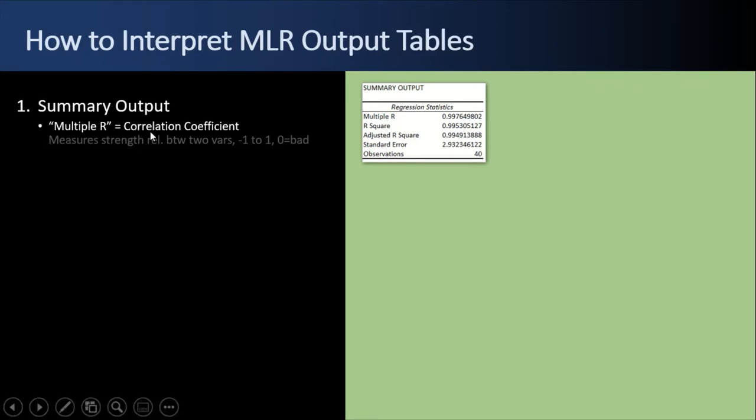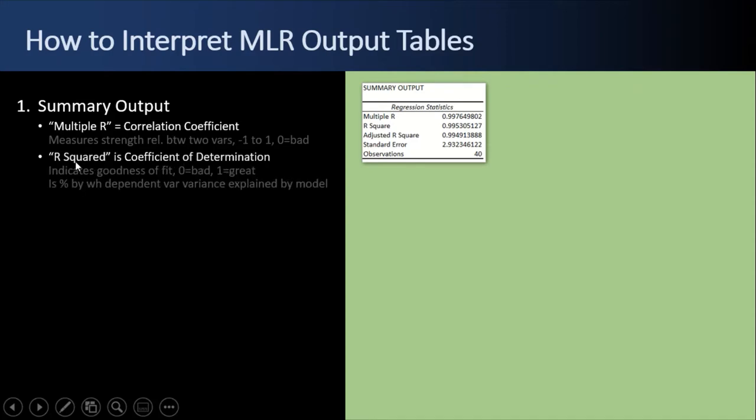I typically don't use the multiple R correlation coefficient. The R squared, that's the coefficient of determination. That works fantastic for linear regression, but I don't use it for multiple regression. It's an indicator of goodness of fit, where 0 is bad, 1 is great. It's the percent by which a dependent variable, Y variable, its variance is explained by the model, all of the X's and all the different coefficients. But the reason I don't use this in multiple regression is that as you add on additional independent variables, X3, X4, X5, you're artificially getting closer and closer to 1. And if you have 15 variables, it's just going to put you way up close to 1 artificially.